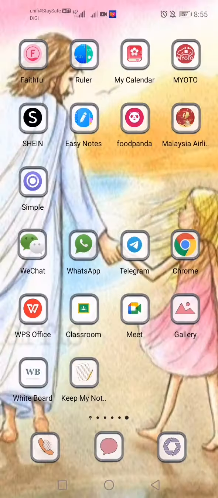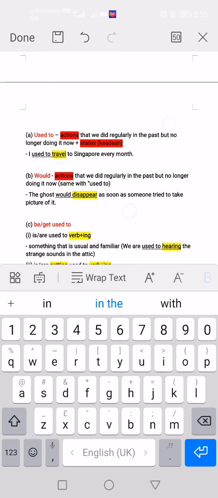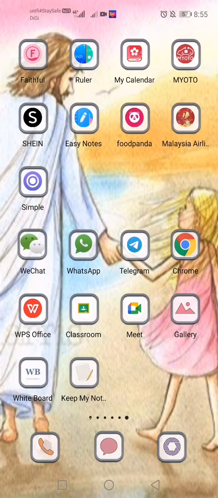Isn't used to cooking means, let's look at the rule. Means in the past but no longer happening. This one also in the past but no longer happening. Used to and would. Okay, what are the differences between these two questions now? Because wouldn't cook means no longer happening, yeah, class. So because this one is isn't used to, it's not used to cooking. The answer is this one.